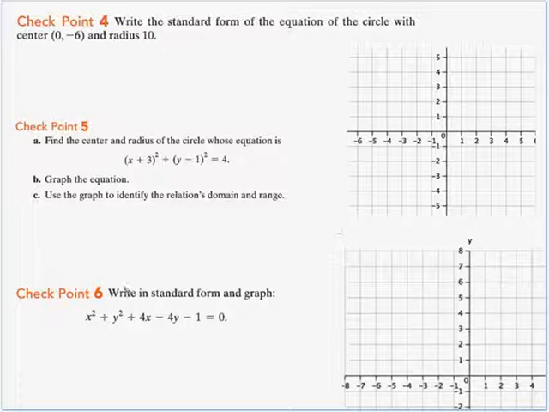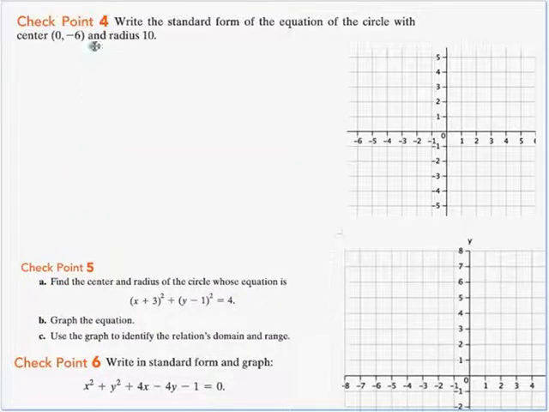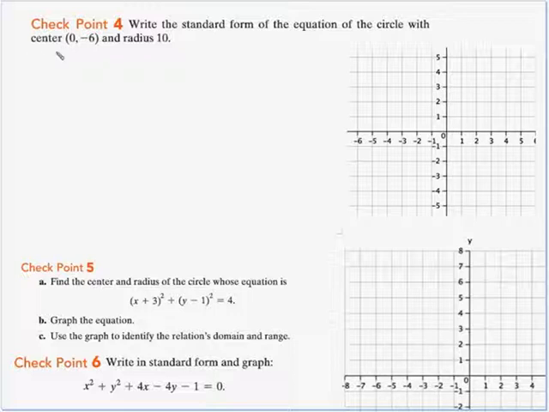Okay, the first one, we are writing an equation in standard form. When we did these yesterday, we were centered at the origin. Now we are off the origin. So our formula is (x minus h) squared plus (y minus k) squared equals r squared. I'm just going to plug in these values.